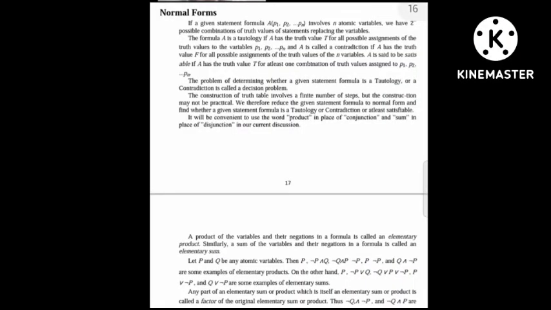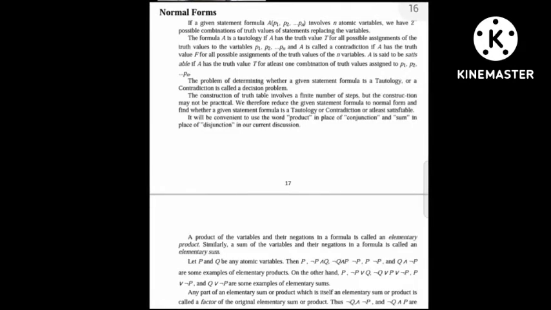So what are normal forms? If a given statement formula involves n atomic variables, we have 2^n possible combinations of truth values of the statement replacing the variables.